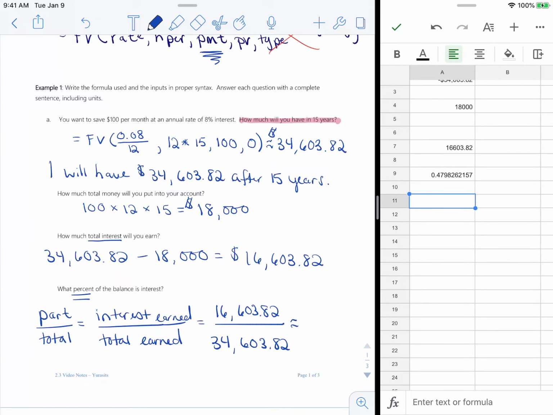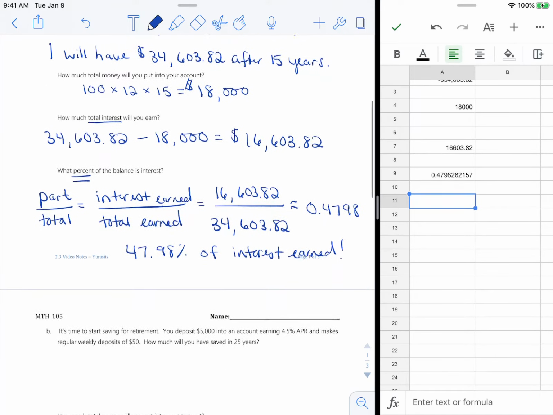And I get about 0.4798. So following our percent rules, our decimal rules with percentage, that's 47.98% of interest earned. Wow, that is a lot. I don't think that's easy to come by. That 8%, yeah, that doesn't really exist anymore, but it'd be really cool if it did.